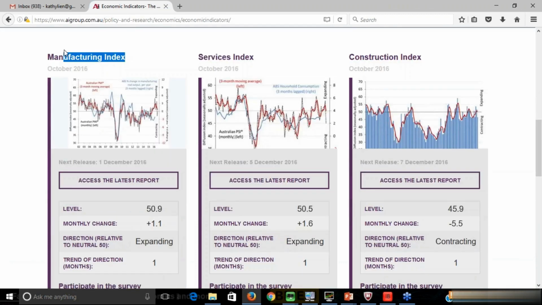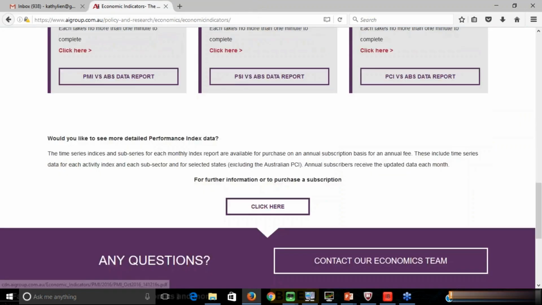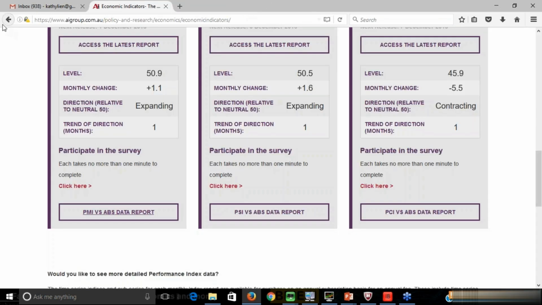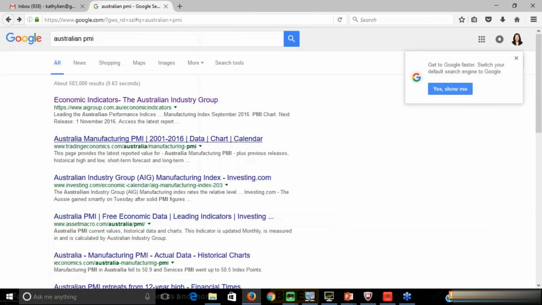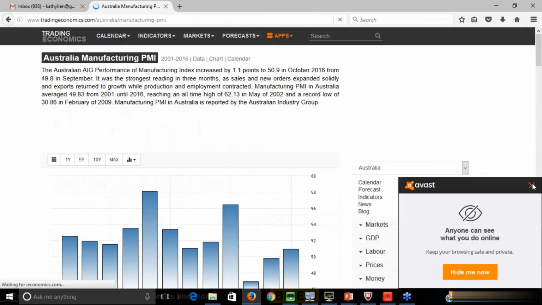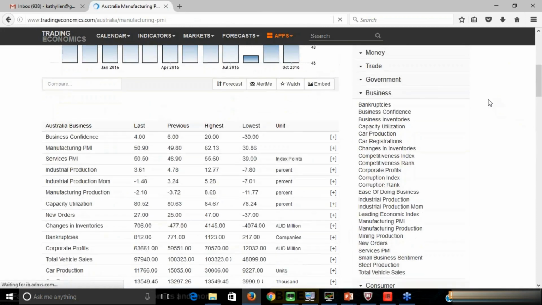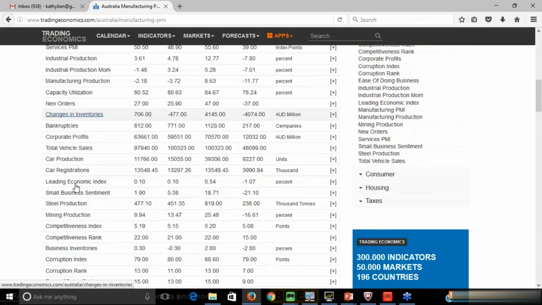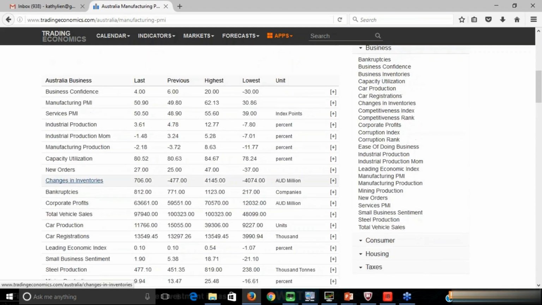And there you go. Manufacturing index, service index, construction index. So all you do is you access the latest report. Actually, you want the report before that. And so I'm sure you can find the report before that. Let's see if we can find. Here, Australian PMI, manufacturing index. And let's see the employment component.